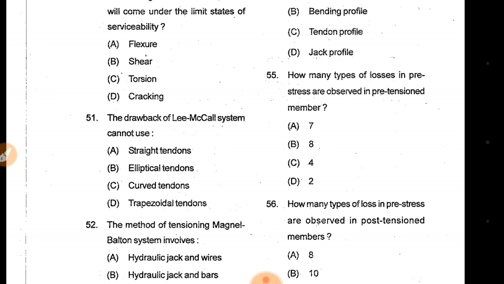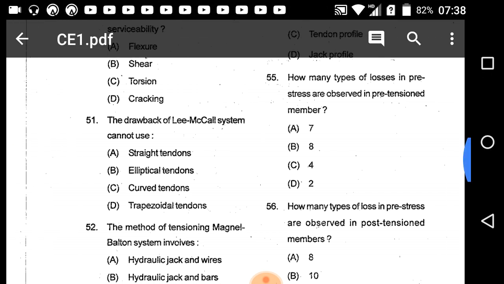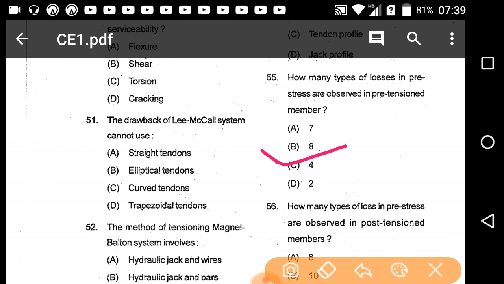How many types of losses in pre-stress are observed in the pre-tensioned member? Option C will be the correct answer, that's 4. That is 4 losses: first, losses due to elastic deformation of concrete. Second, losses due to relaxation of stress in steel, which is called the long term loss. Third, losses due to creep in the concrete. Fourth, losses due to shrinkage of concrete.